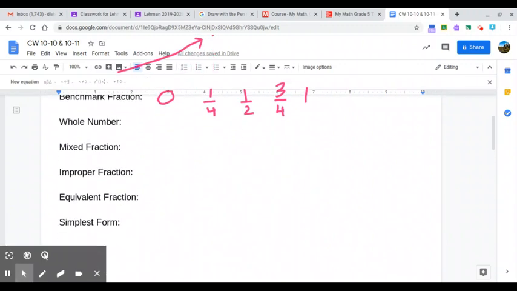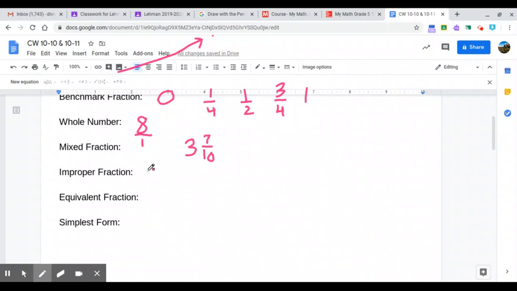Okay. And to continue, we're now looking at a whole number. A whole number is just the whole thing. And every whole number has an invisible 1 underneath it. A mixed fraction has a whole number with a numerator and a denominator. So that's a mixed fraction. You have a whole number plus the fraction. And an improper fraction has a bigger number on the top as a numerator and the smaller number on the bottom as its denominator.